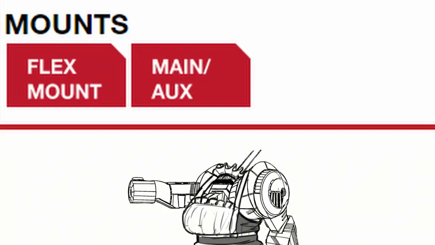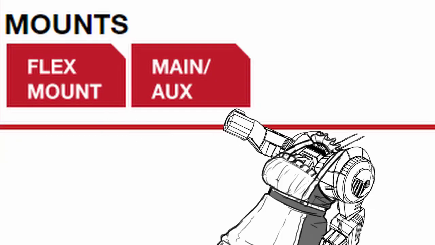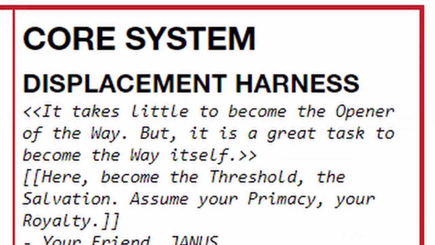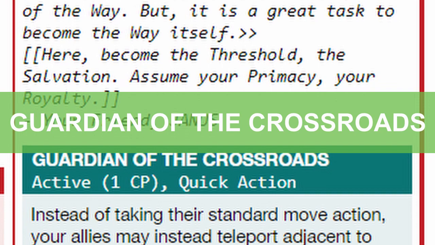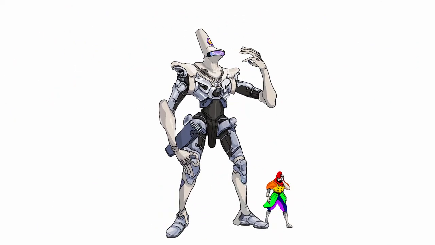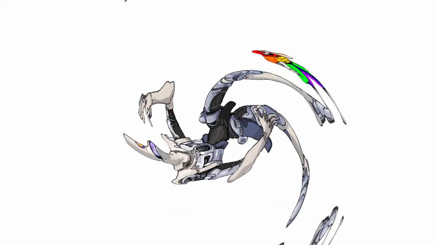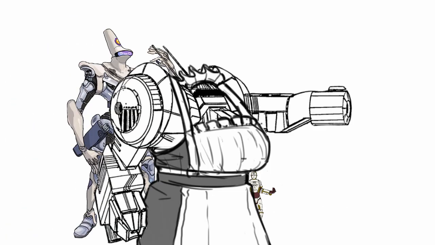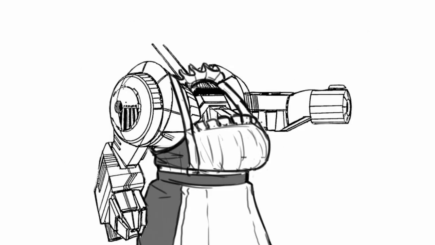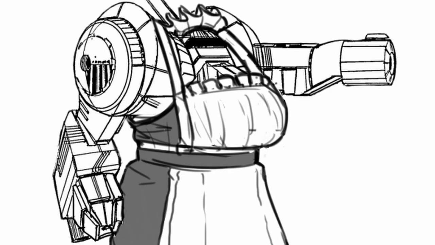For its weapon mounts, it has 2, 1 flex and 1 main/auxiliary. And for its core power, Janus can activate displacement harness for Guardian of the Crossroads. Upon activation as a quick action, all allies can now use their standard move to just teleport right beside Janus. This lasts until the end of the scene. In short, with this core power, Janus can bring the whole party to crash one.